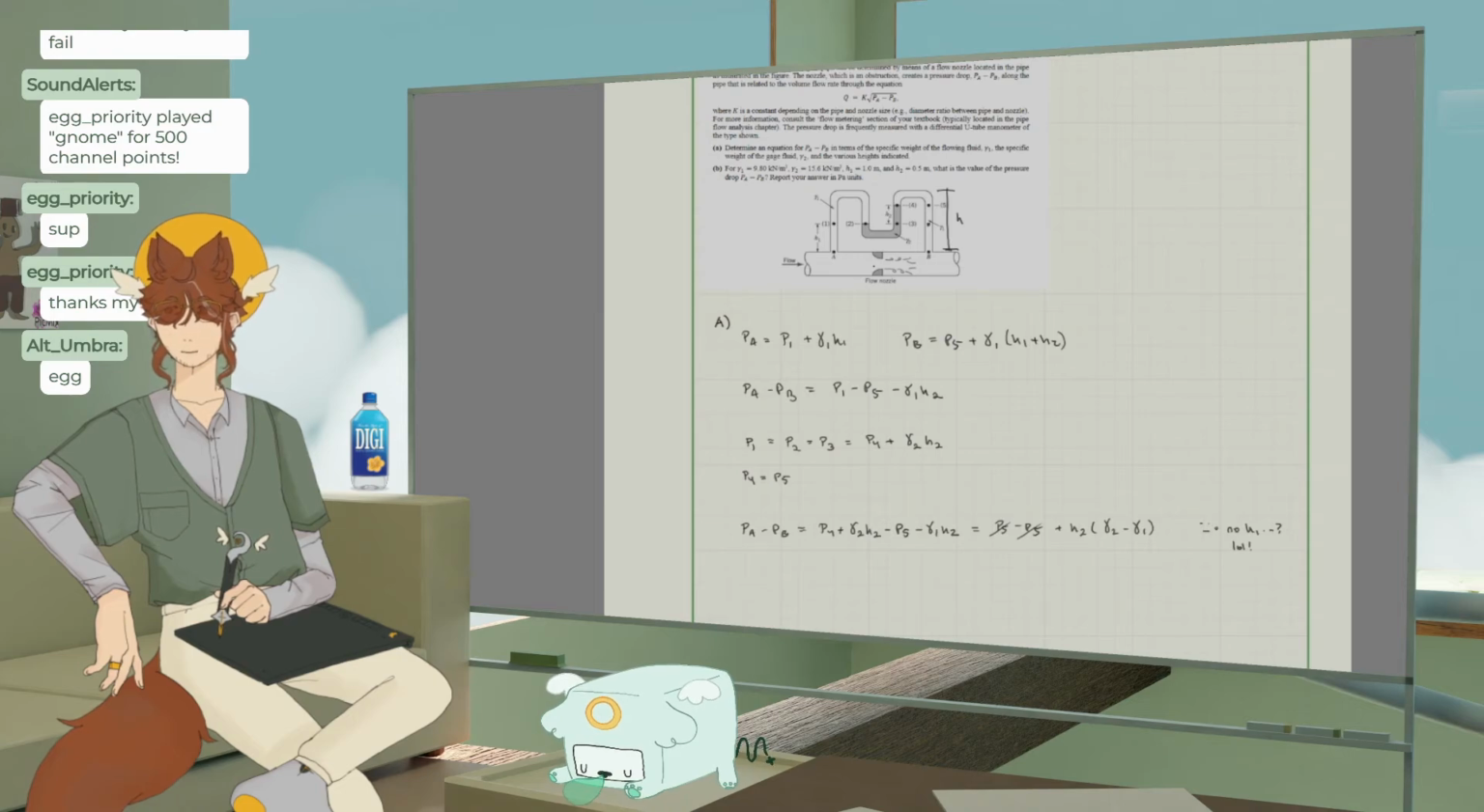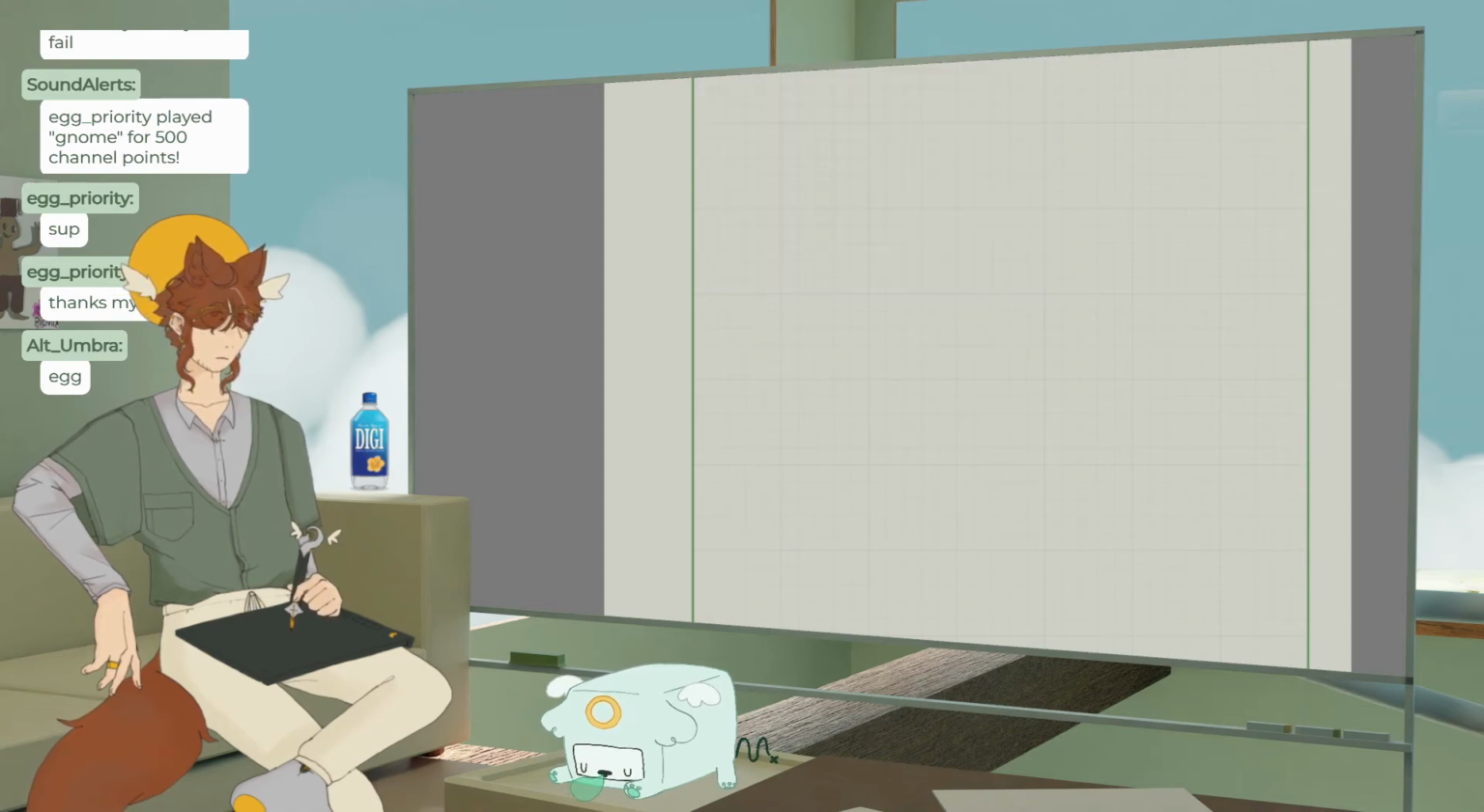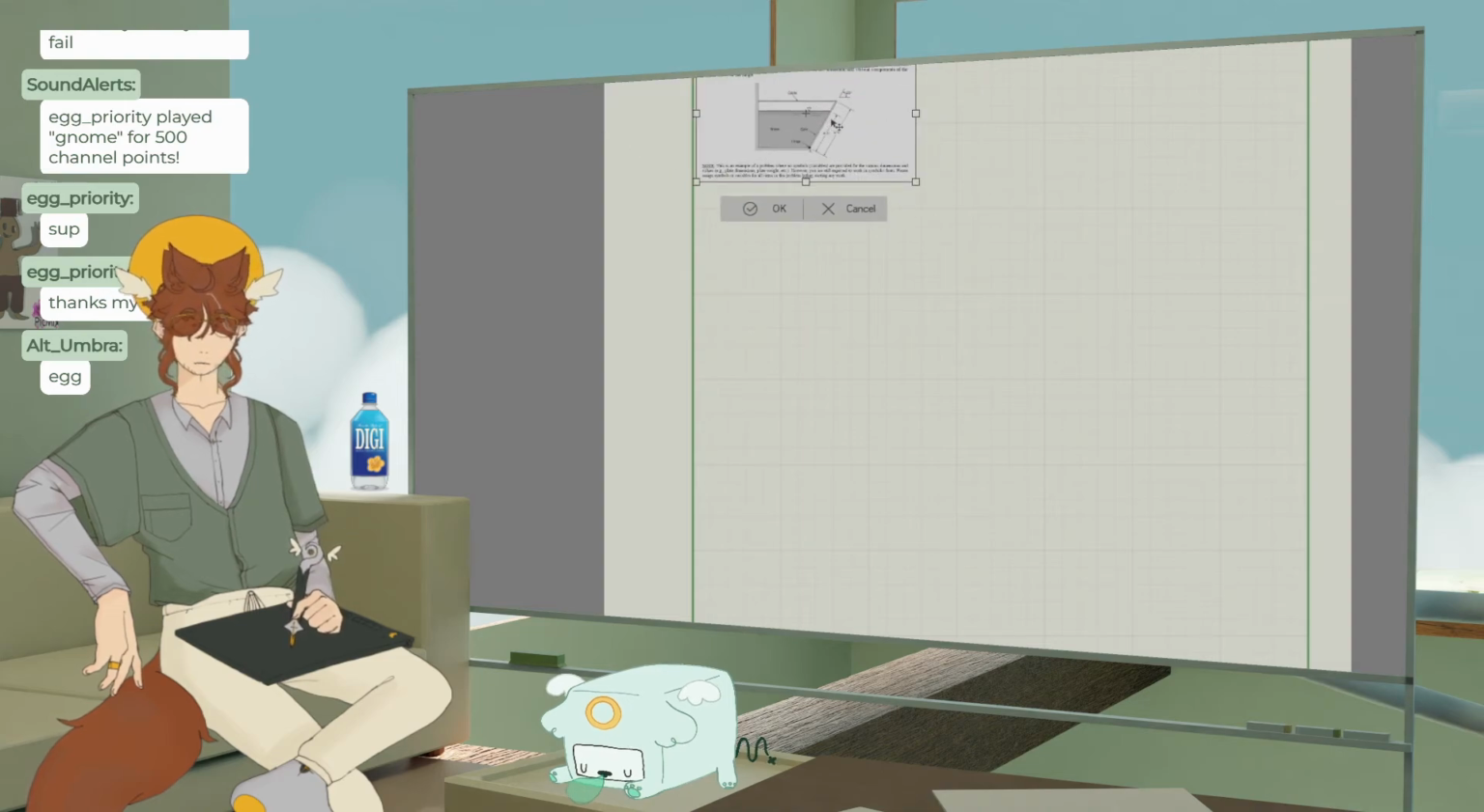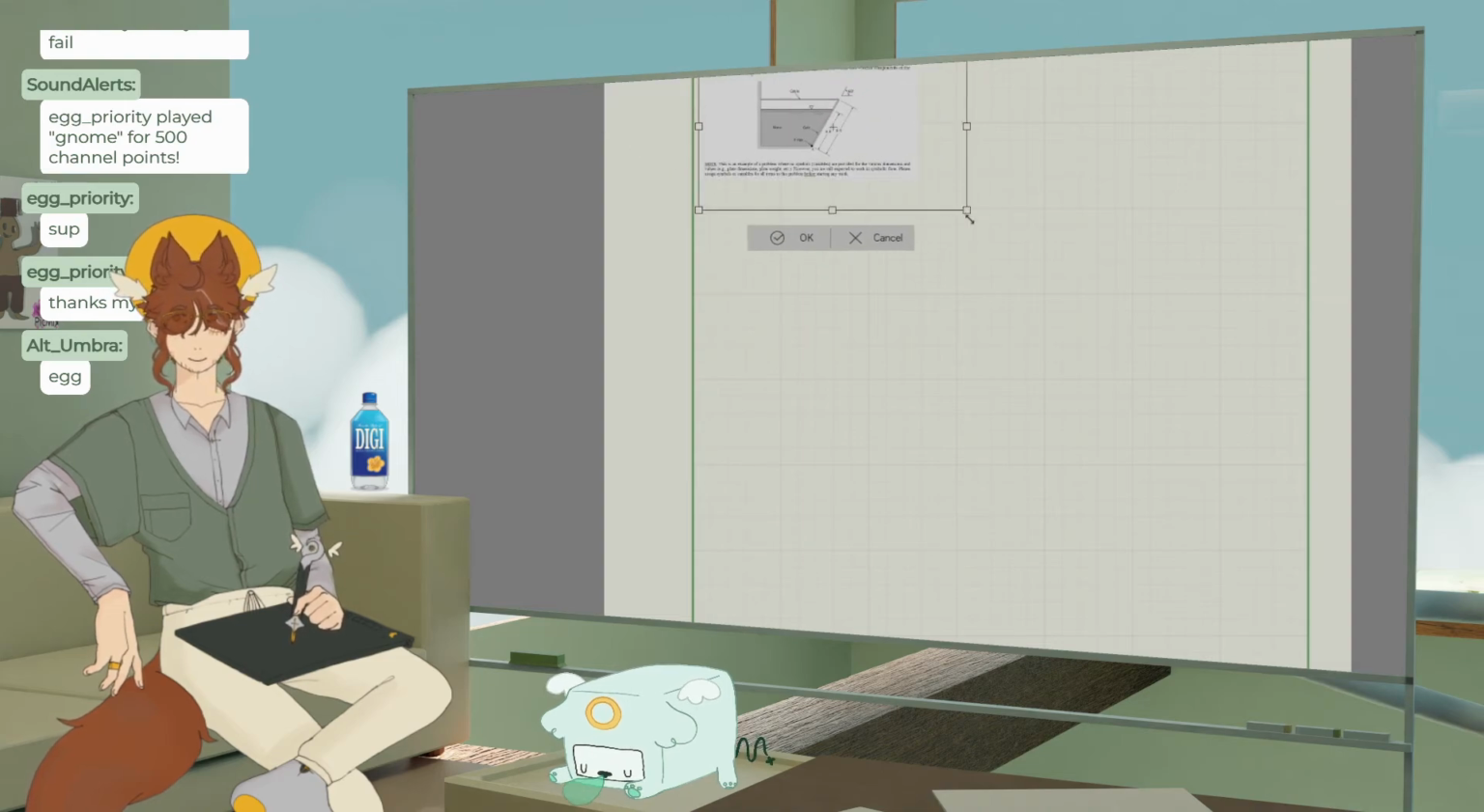Let's see. Okay. Yes, yes, yes. Okay, this one looks way cooler than the other one. I don't want to do a weird concrete wall problem, okay? I want to do the other concrete wall problem.